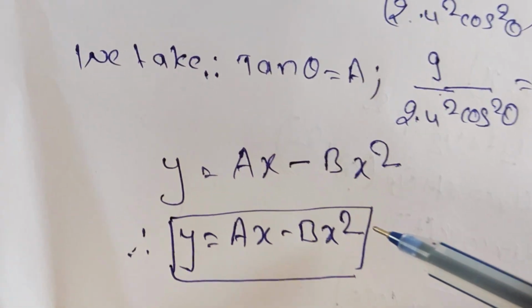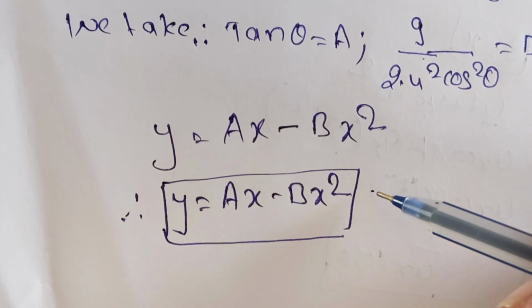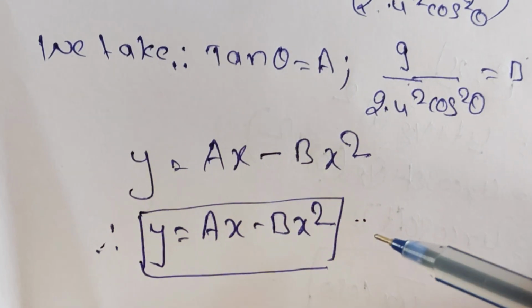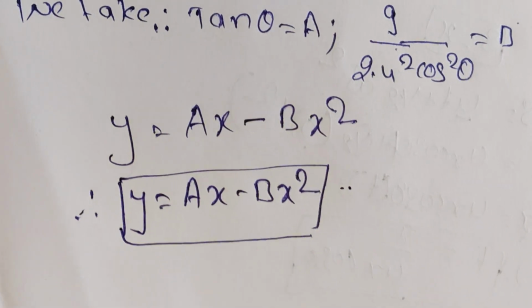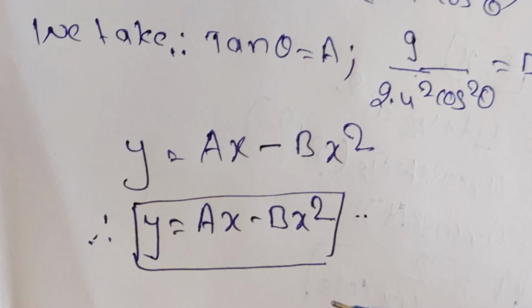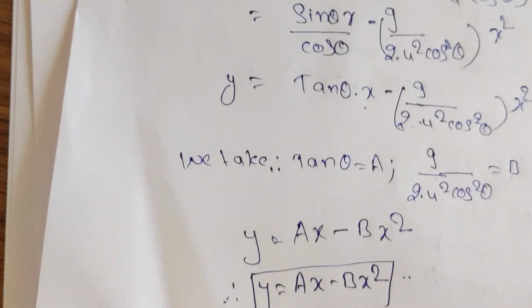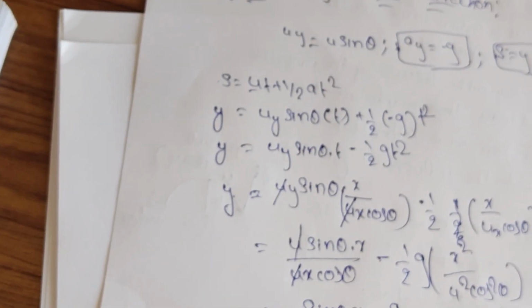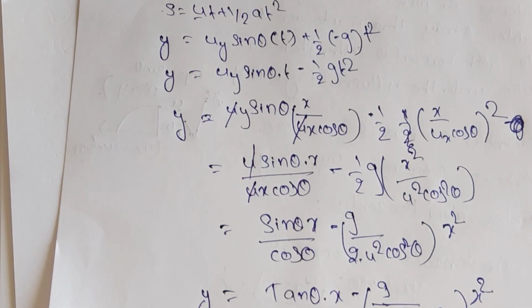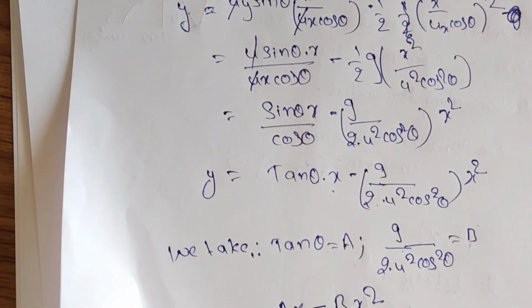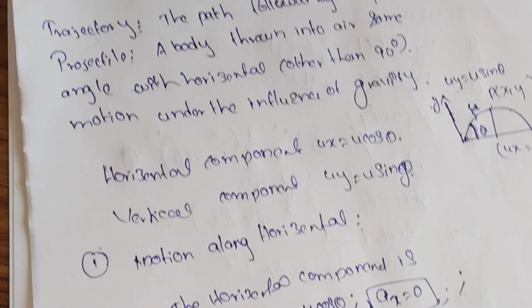And now this represents the equation of a parabola. So finally, the trajectory of a projectile is a parabola. So this is the explanation from equations, and this is the starting point.